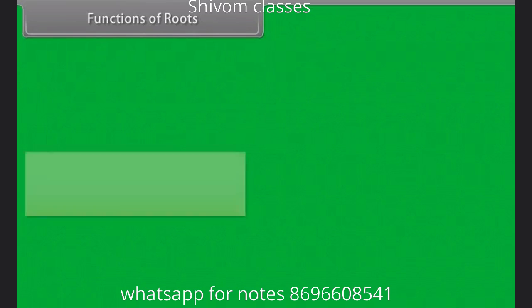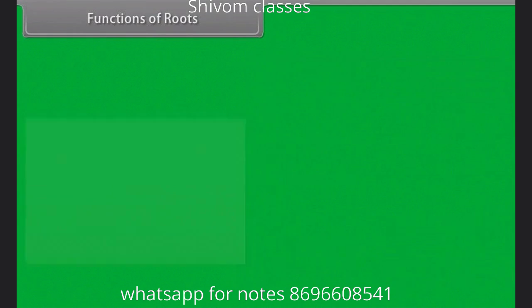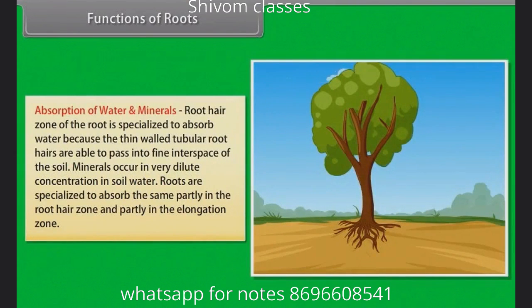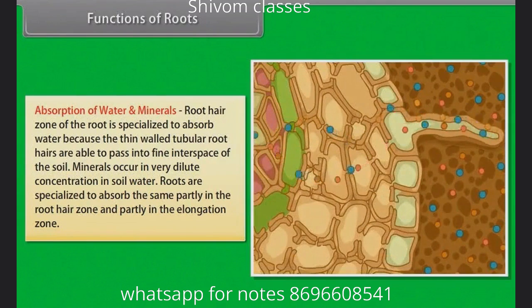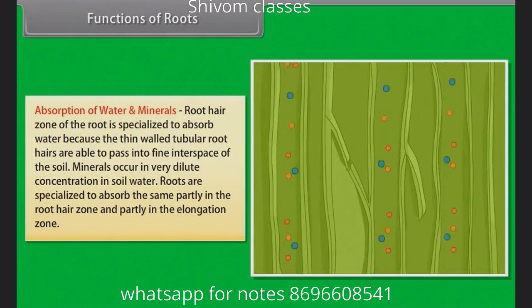Functions of roots. Anchorage. Roots fix the plant in the soil. They also provide mechanical support to the aerial parts against gravity and wind. Absorption of water and minerals. Root hair zone of the root is specialized to absorb water because the thin-walled tubular root hairs are able to pass into fine interspace of the soil. Minerals occur in very dilute concentration in soil water. Roots are specialized to absorb the same partly in the root hair zone and partly in the elongation zone.